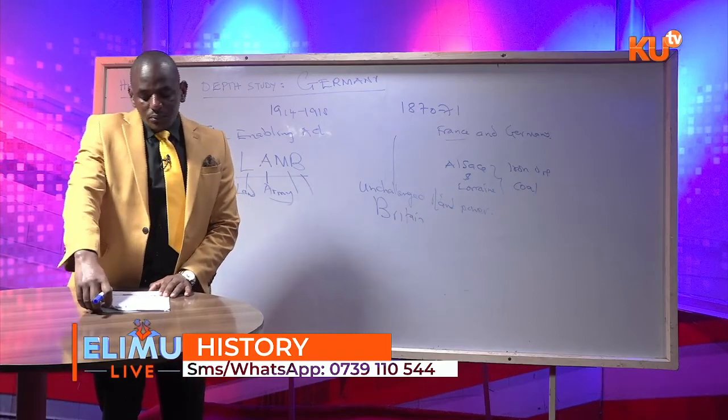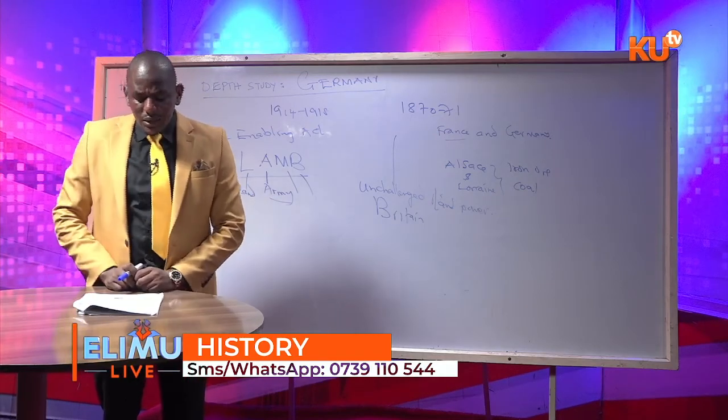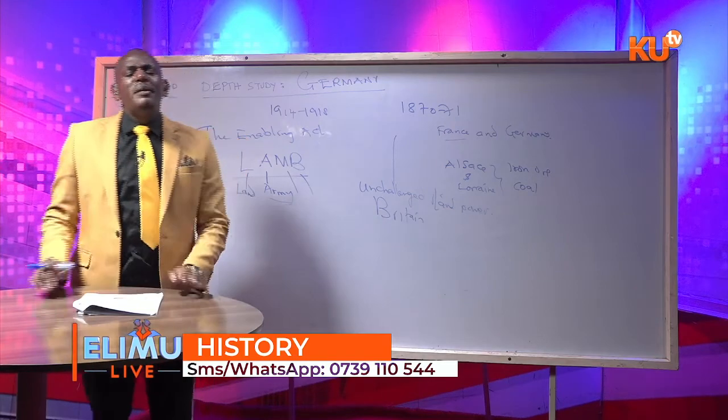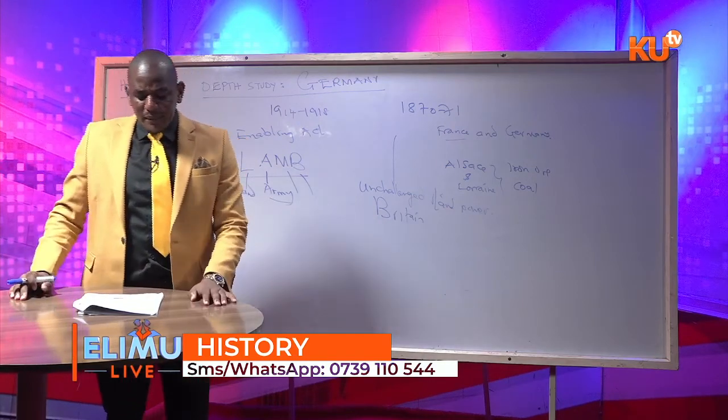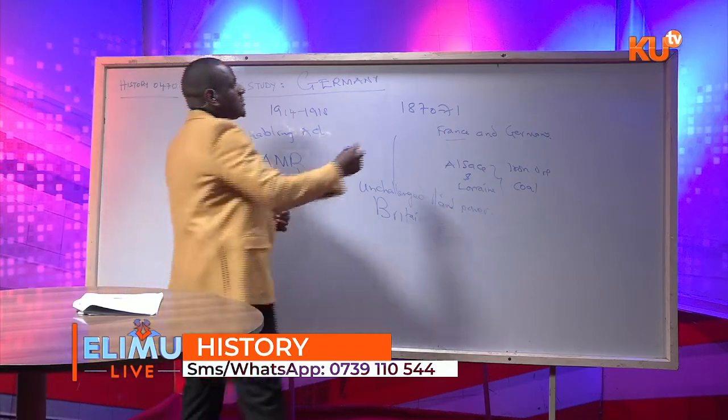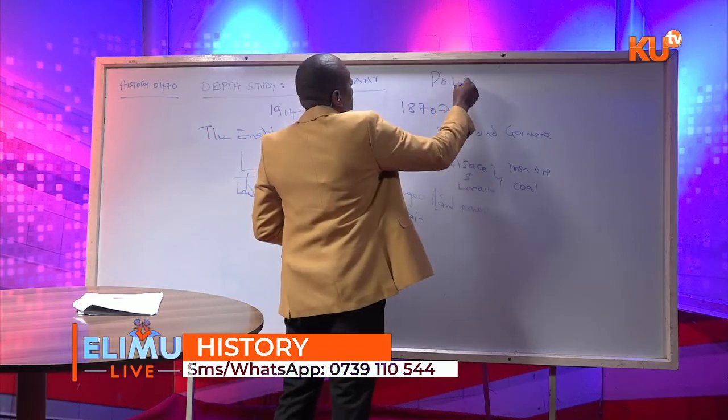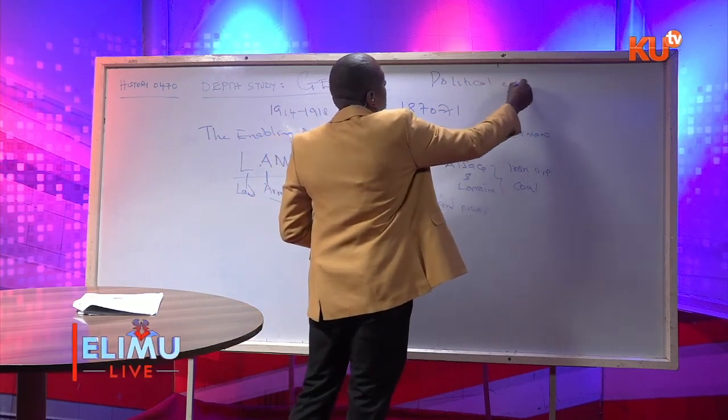Also, during 1919, there were other problems that the Weimar Republic faced, and one of the problems is political extremists.